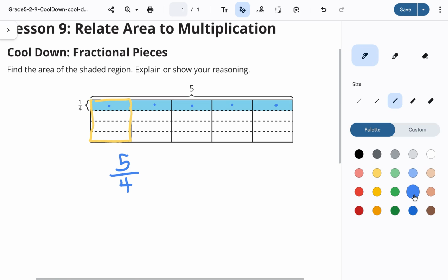So what do I see in this diagram? I see 5/4. Now that is going to be 5/4 square units, right?